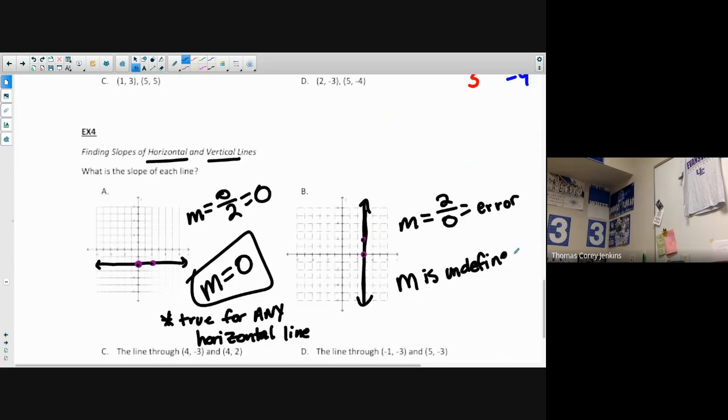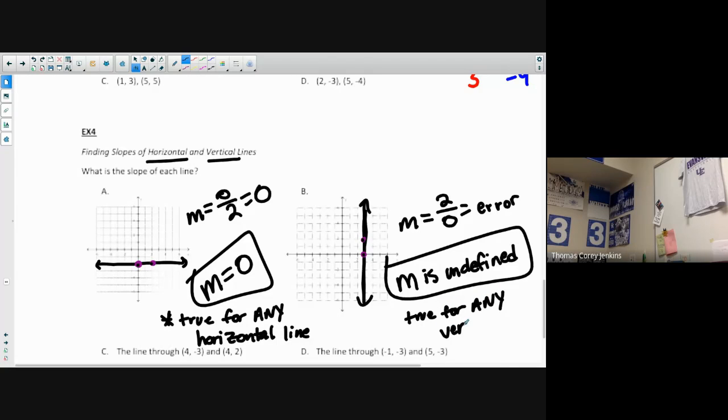Another vocabulary term that you need to remember. Undefined. All right, and guess what? That's true for any vertical line. Any vertical line is always going to have an undefined slope. Easy to mix these two up, right? So we'll practice it. You'll make mistakes and hopefully eventually remember.